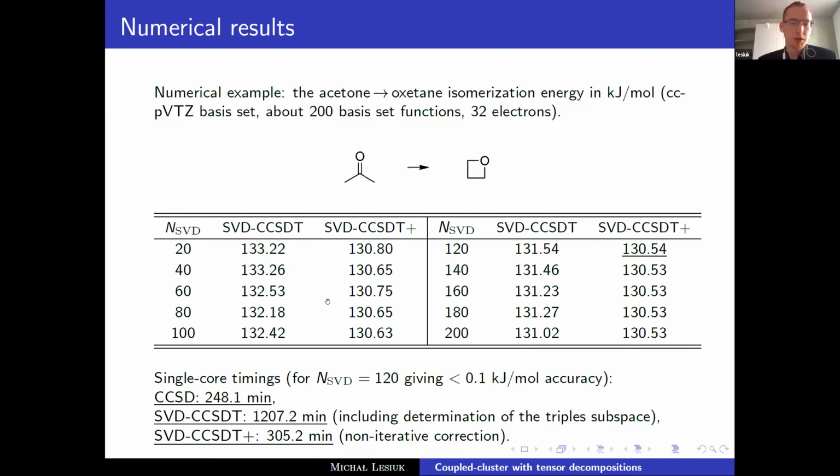The last word about timings, they are given below. The timings for, in this case, the size of the SVD subspace equal to 120, which already gives very accurate results. The timing of SVD CCSDT is about 4 or 5 times the timing of CCSD. This includes the determination of the triple subspace. So this is the actual time you have to spend to get the number. So this is the real time to solution, and the cost of calculating the plus correction is more or less the same as the cost of the CCSD iteration. So these are the full calculations, not a single iteration.